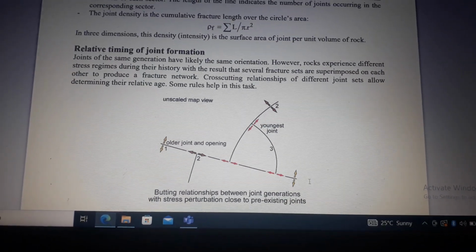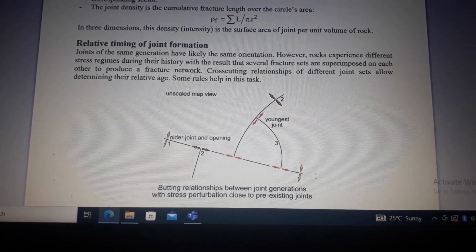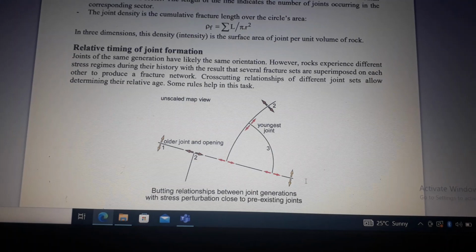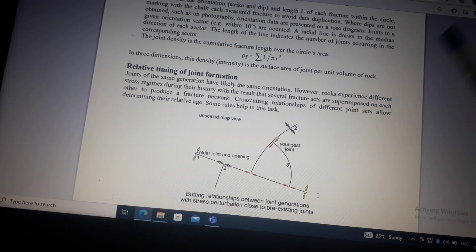Relative timing of joint formation. Joints of the same generation likely have the same orientation. This is an older joint and opening. This is the youngest joint. This is the butting relationship between generations, with stress perturbation close to pre-existing joints. This is 1, 2, 3, 2.